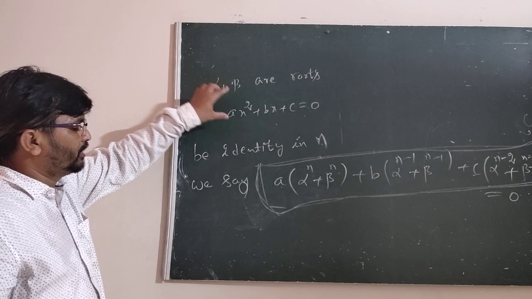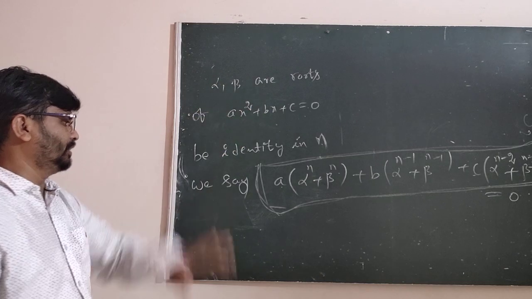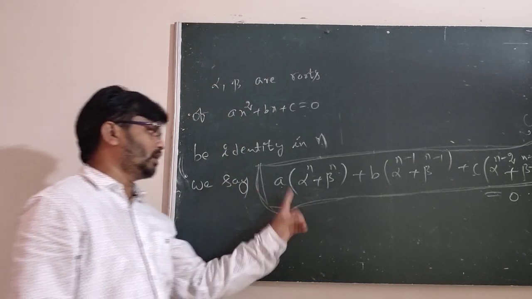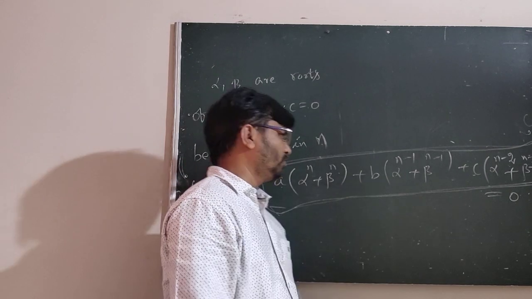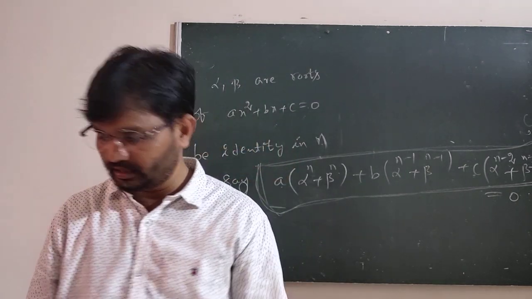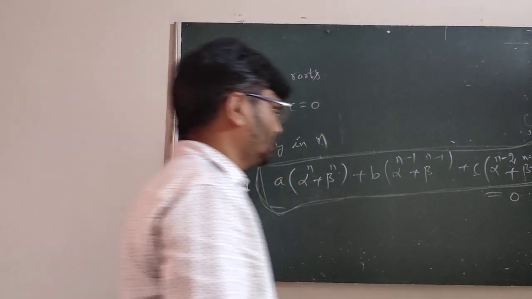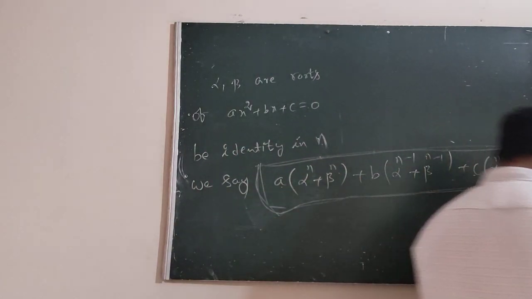Suppose the quadratic equation is an identity in n, then we say that a into alpha power n plus beta power n, plus b into alpha power n minus 1 plus beta power n minus 1, plus c into alpha power n minus 2 plus beta power n minus 2.